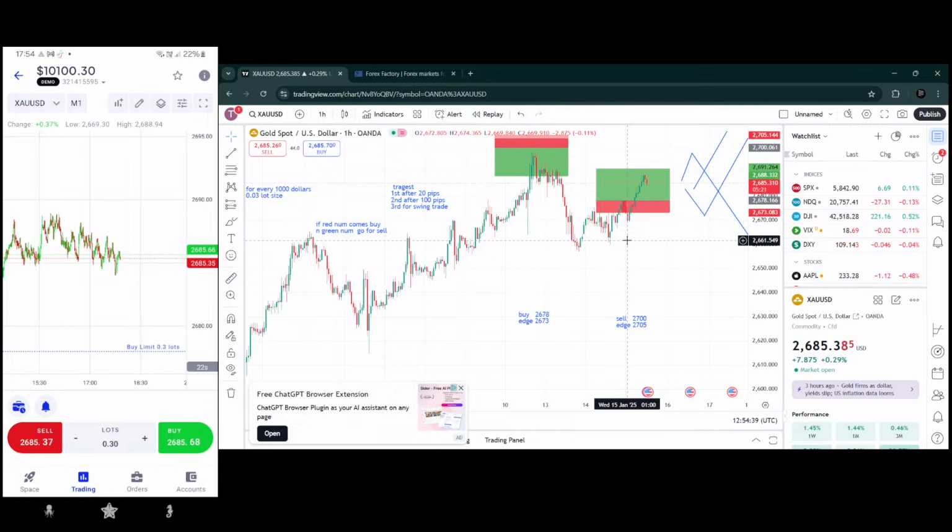If you see, the market is very slow today. It's not moving right now. It's just 2685. Because once the market becomes volatile, $10, $20 is nothing for the market. But we will see what happens in 35 minutes.